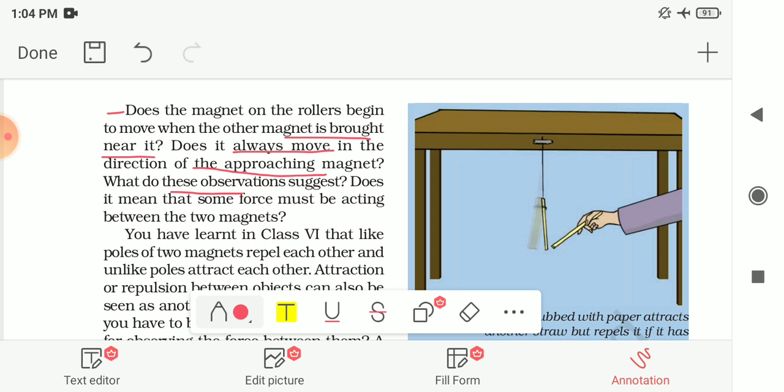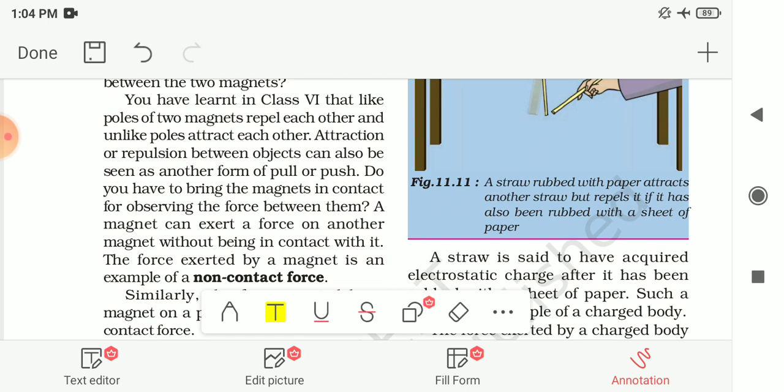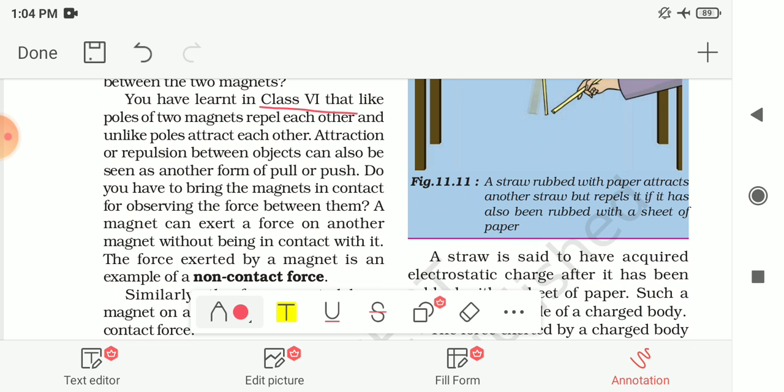We have seen that some force sometimes attracts the other magnet and sometimes repels the other magnet. So does it mean that some force must be acting between these two magnets? Yes, some force is there between these two magnets. You have learned in class 6 that like poles of two magnets repel each other and unlike poles attract each other. That means the same poles repel each other.